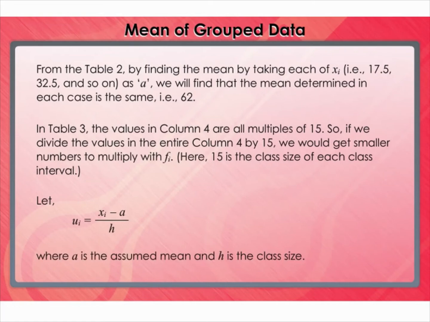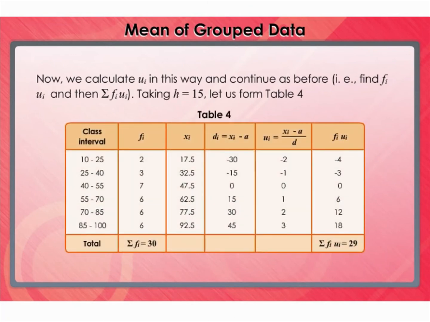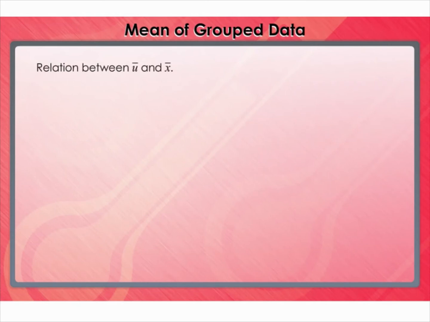where A is the assumed mean and H is the class size. Now we calculate Ui in this way and continue as before. That is, find Fi Ui, then summation Fi Ui. Taking H equal to 15, let us form the table. Again, let's find the relation.